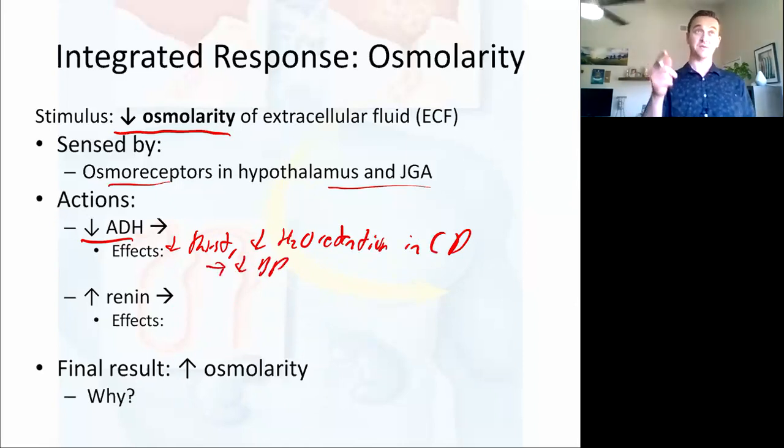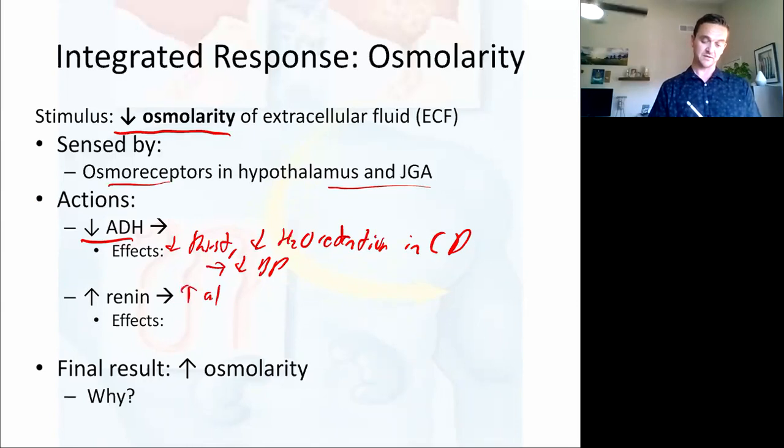Okay, but then we increase renin in this case, right? Because there's too much water, not enough salt, right? So renin's dealing with salt, ADH is dealing with water, okay? That's the way to think about it. Even though, yes, water follows the sodium, sodium follows the water, but ADH is primarily for water, renin is primarily for salt. Okay, so increase in renin will cause an increase in aldosterone.